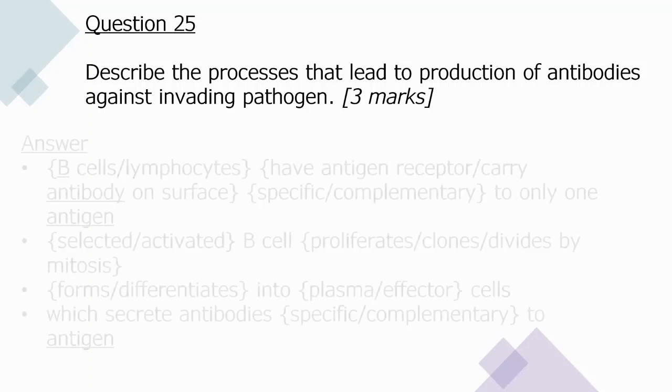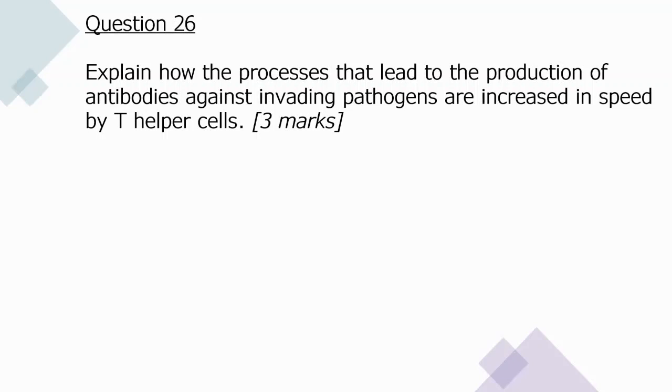Question 26, explain how the processes that lead to the production of antibodies against invading pathogens are increased in speed by T helper cells. So we know that T helper cells are stimulated by antigen presenting cells, and when they're stimulated they then release cytokines and interleukins, specifically interleukin 2. These chemicals that they release then stimulate the B cell, which causes proliferation or clonal expansion. You can see our answer here.